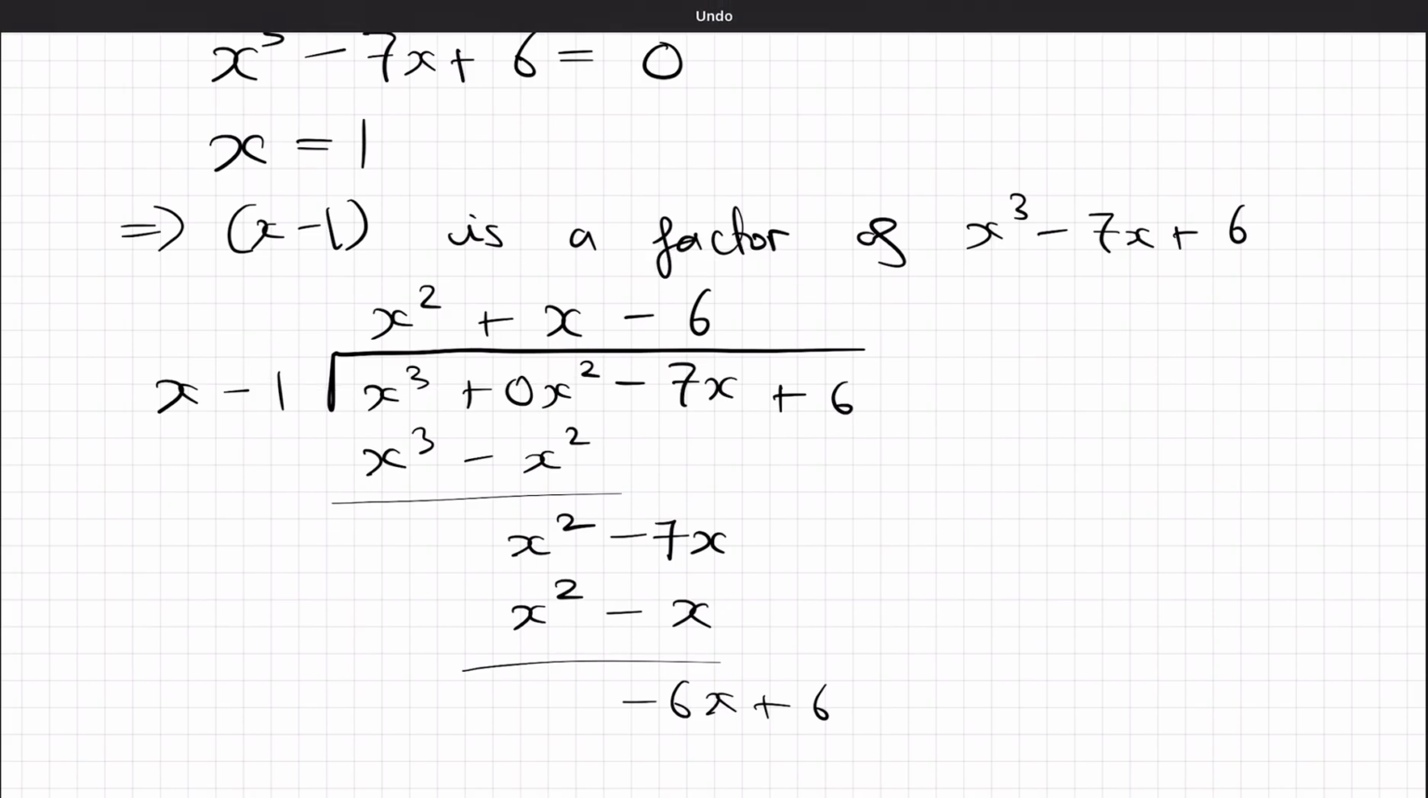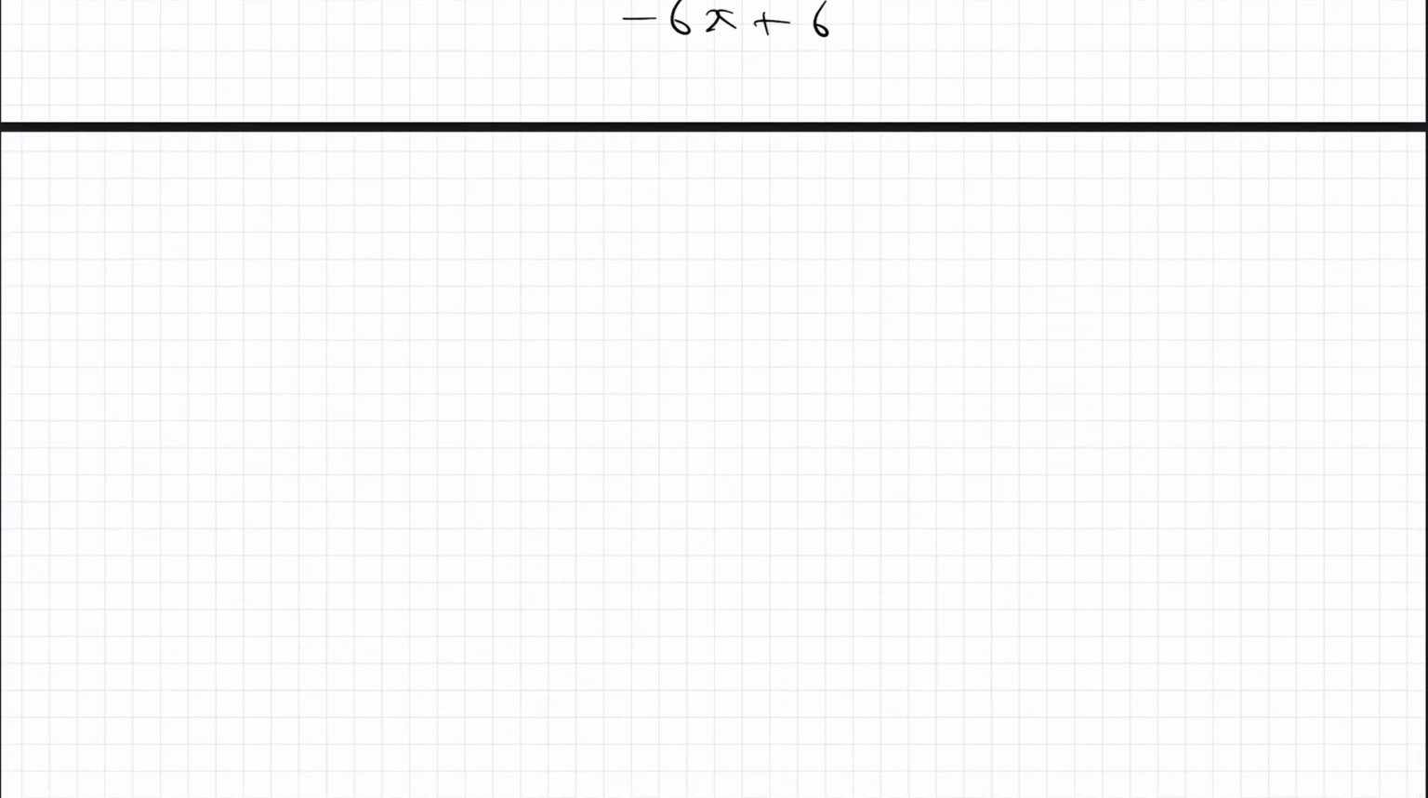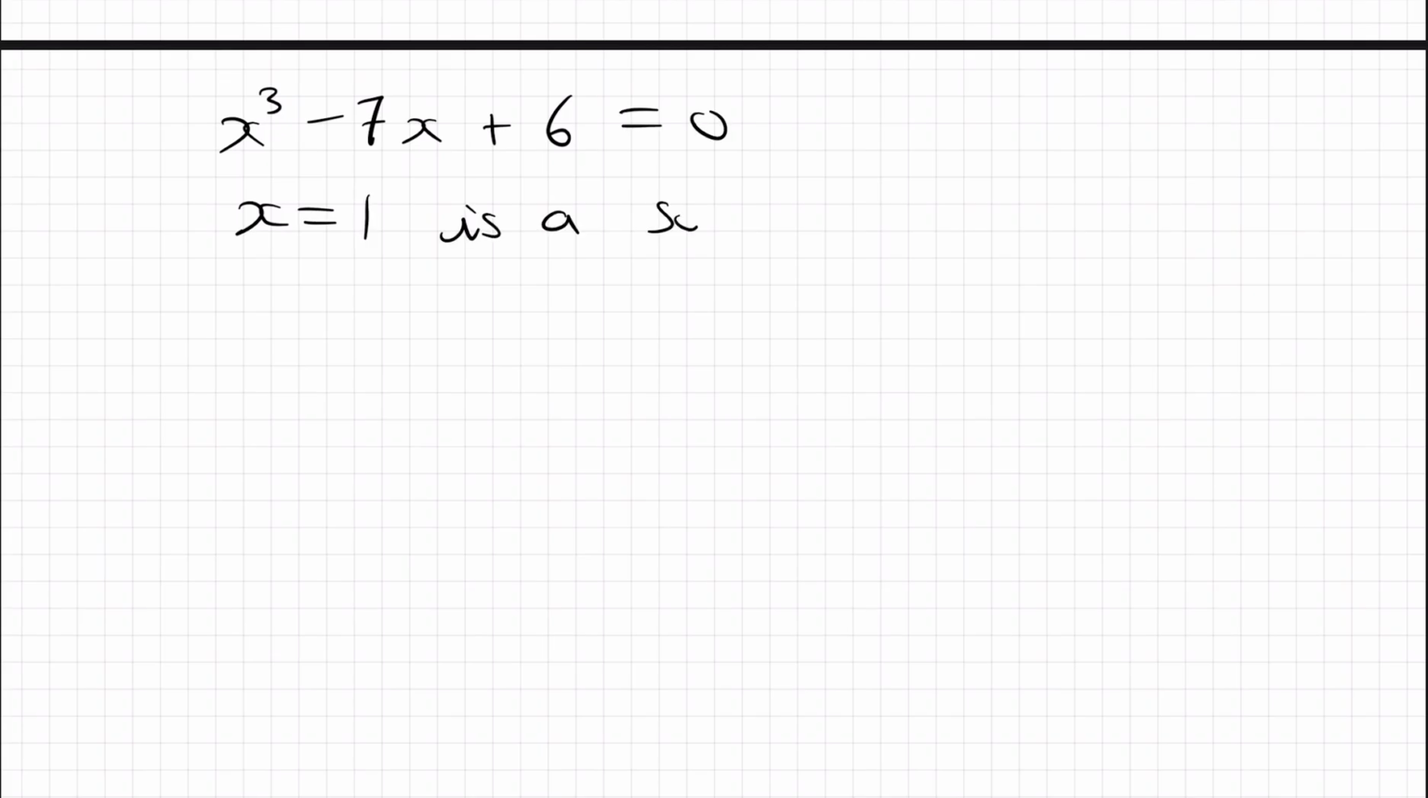Usually you just use this to work out what the final two factors are going to be, because it's just a quadratic, and you can plug it into the quadratic formula. But now I'll show you how to do synthetic division. Let's bring back the information we had: x cubed minus 7x plus 6, and we know x equals 1 is a solution.